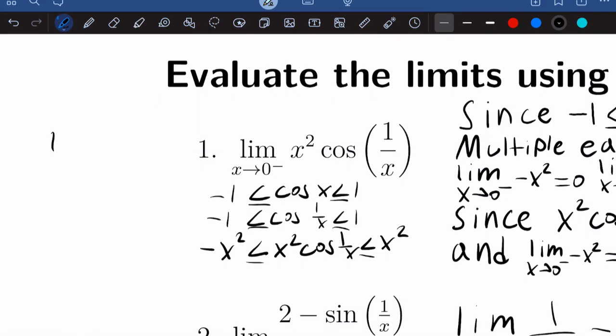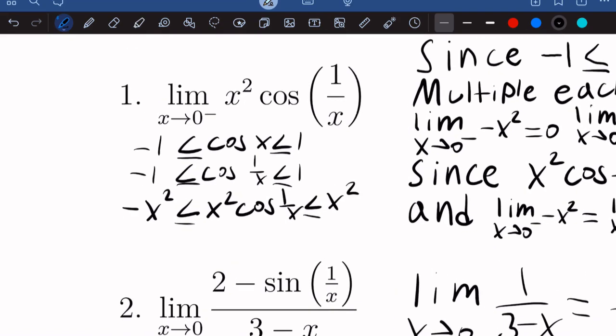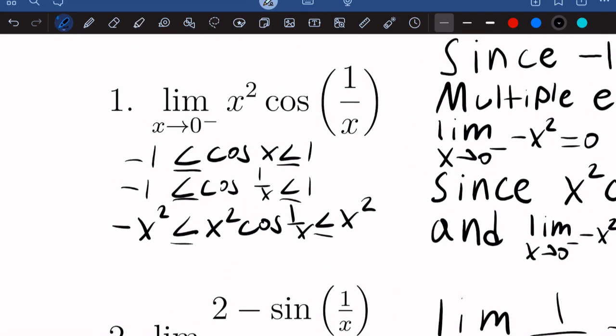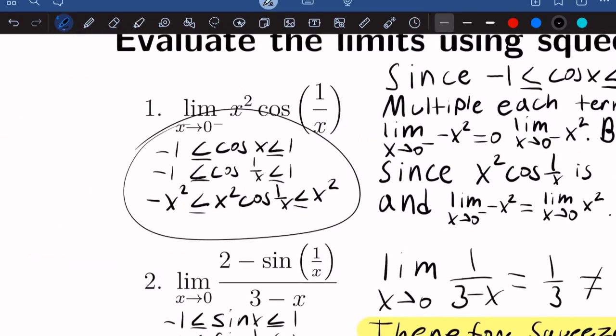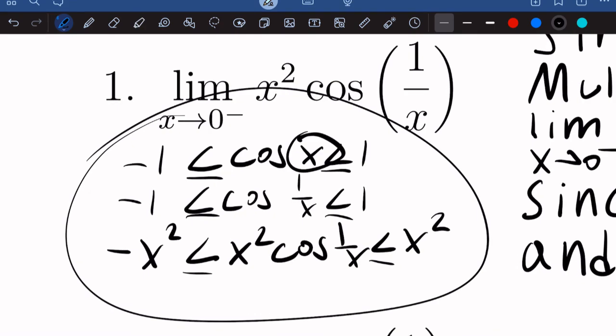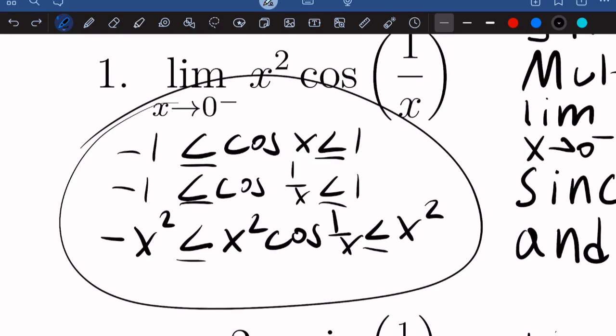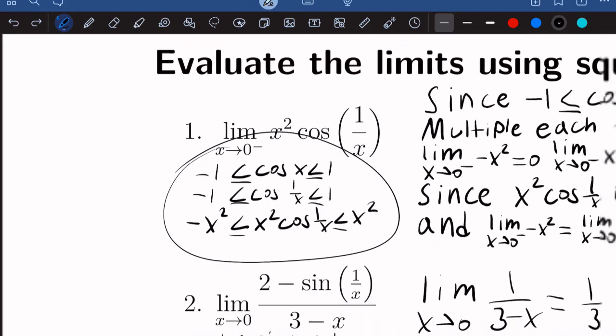So the first thing I wrote, just to help beginners, is to write your inequality down first before you write your statement. So cosine is between -1 and 1, no matter what your inside of the cosine is. So if you change it to 1 over x, it will be the same. Then if you multiply everything by x squared, you get this inequality, which is your first condition.